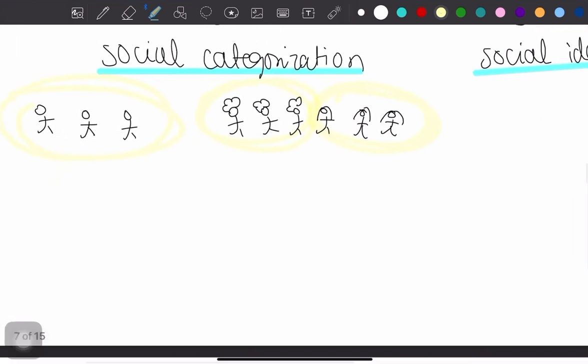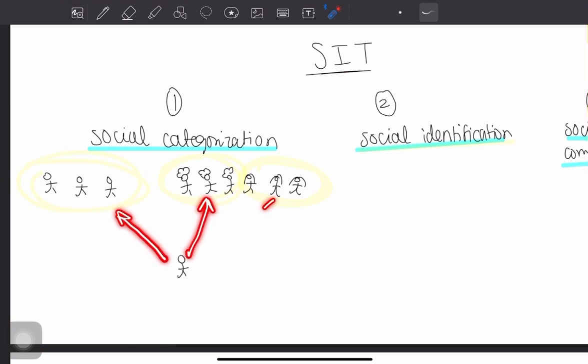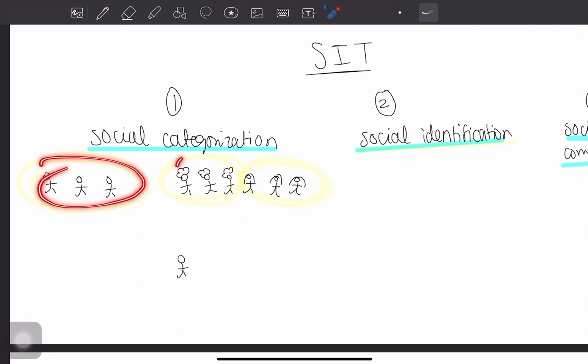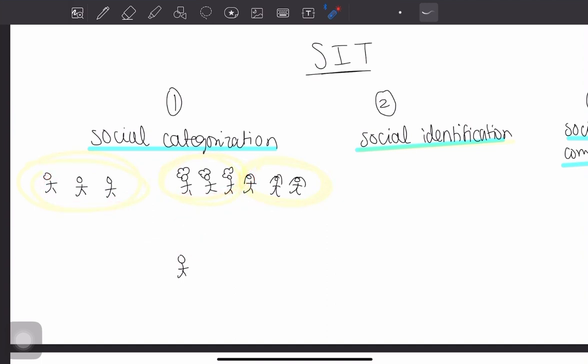Next, when we have those groups, we move on to social identification. Social identification is if this is me and I'm thinking, which group do I belong with? Do I belong with group A? Do I belong with group B? Or do I belong with group C? All of these display different characteristics, so you have to see which one you identify with in order to categorize yourself and identify with a category.